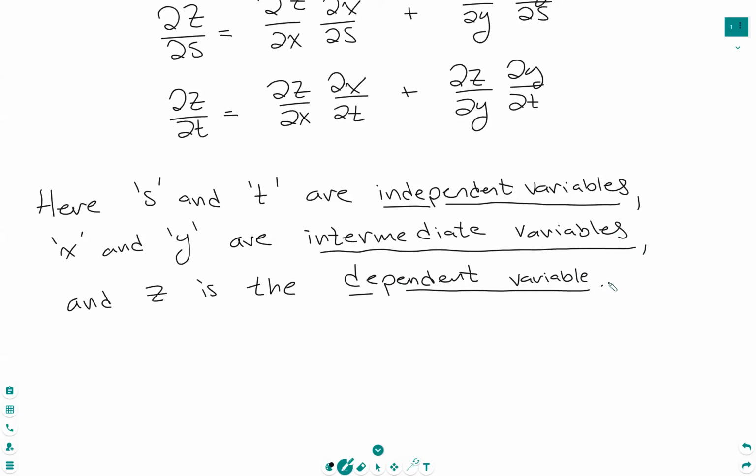So you've seen independent variables and dependent variables earlier in this class, probably earlier in your life. But the new thing here is these intermediate variables. So X and Y are inherently functions of S and T, but they're the inputs for Z.